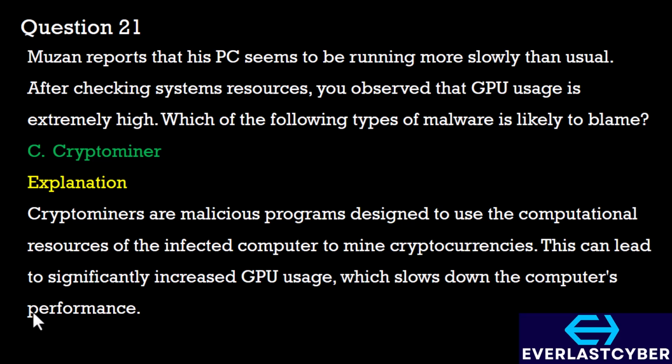So the crypto miners are malicious programs that are designed to use the computational resources of the computer to mine cryptocurrencies. This can lead to an increased GPU usage, and it slows down the computer's performance because other tasks compete for the GPU resources.